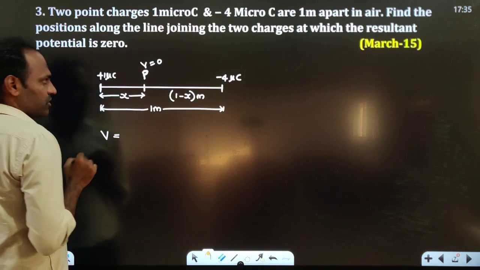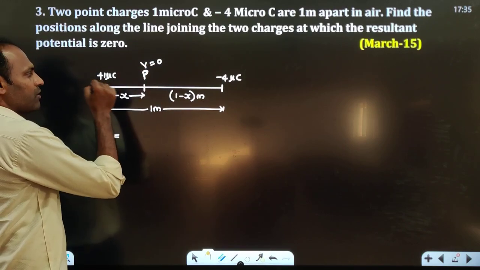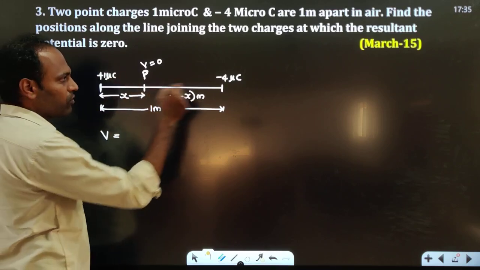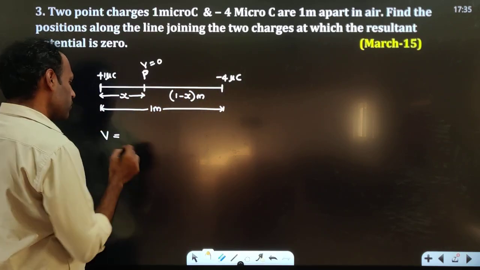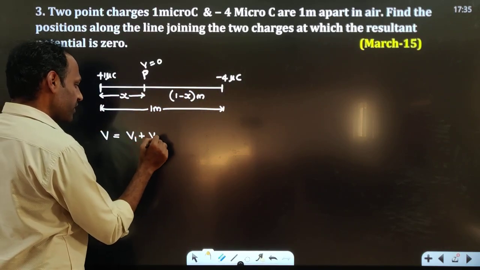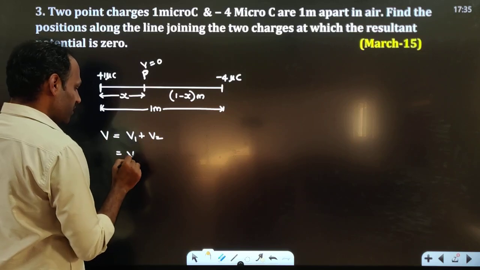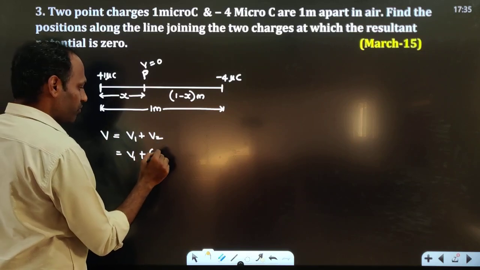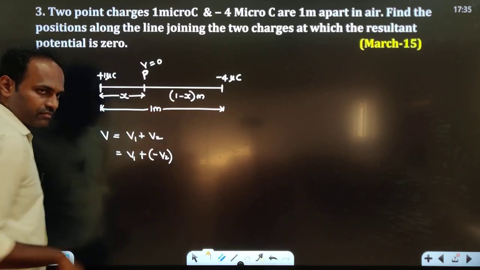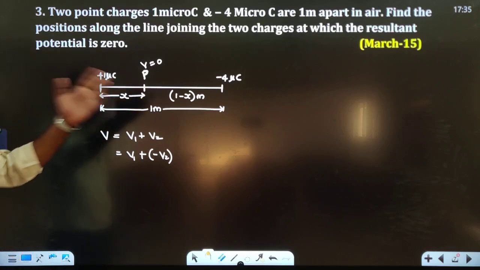So net potential has to be 0. How many potentials will be at point P? There will be two potentials. One is due to plus 1 microcoulomb, one is due to -4 microcoulomb. So I will call it V1 plus V2. V2 is negative since it is due to negative charge, right?